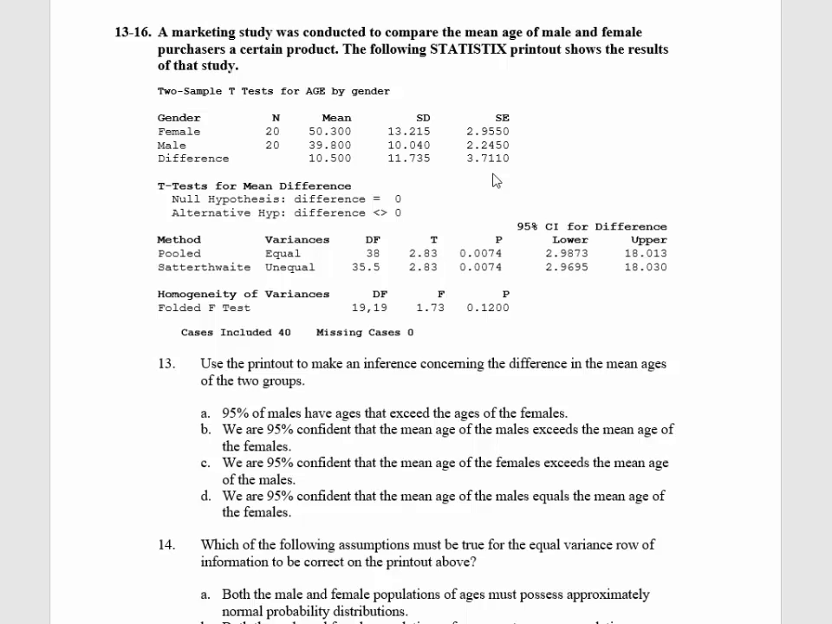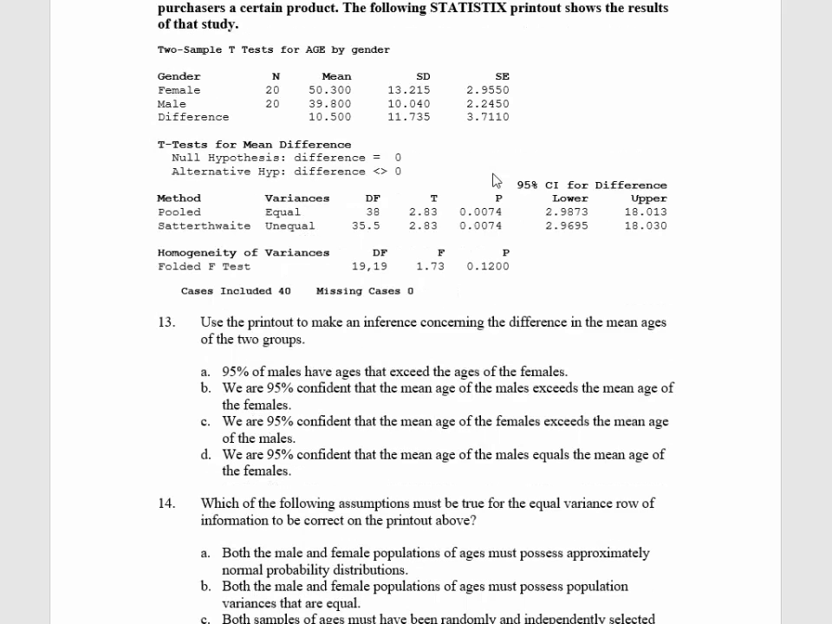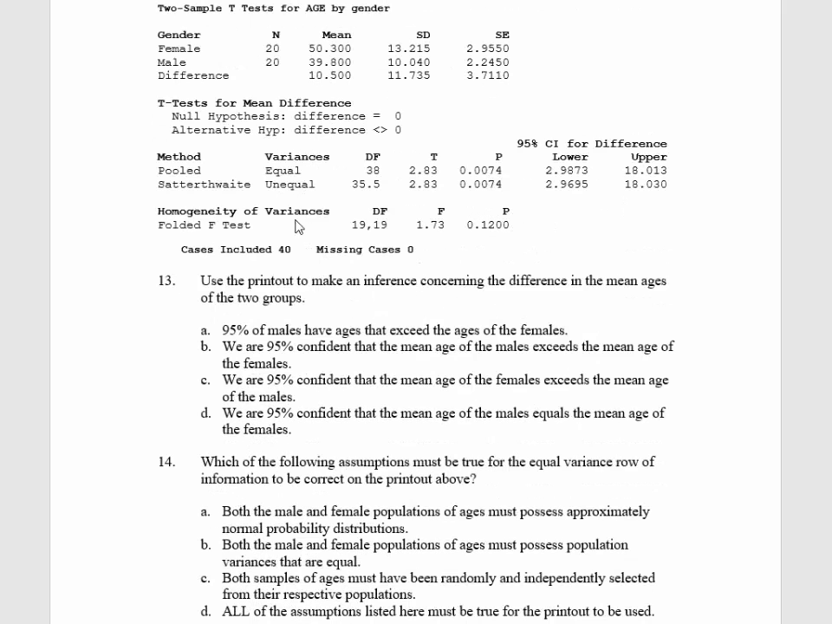Comparing two means, we want to compare the mean age of male and female purchasers of a certain product. I believe this is the Crest toothpaste data set. Use the printout in question 13. Let me slide it up here a little bit and then I'll grab my pen. All right, here we go. Use the results to make an inference concerning the difference in the mean ages of the two groups.